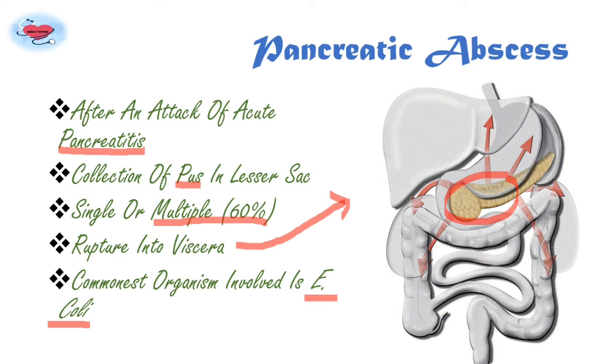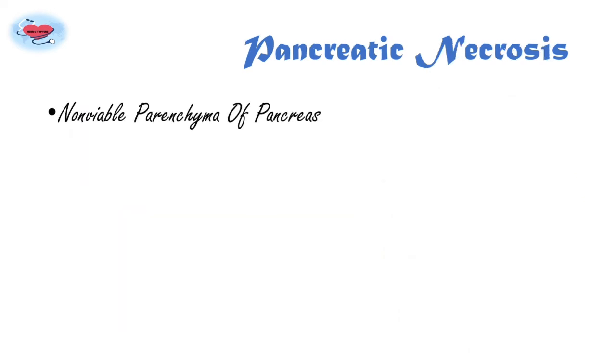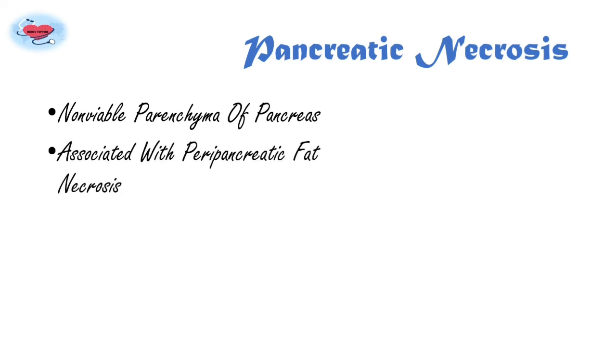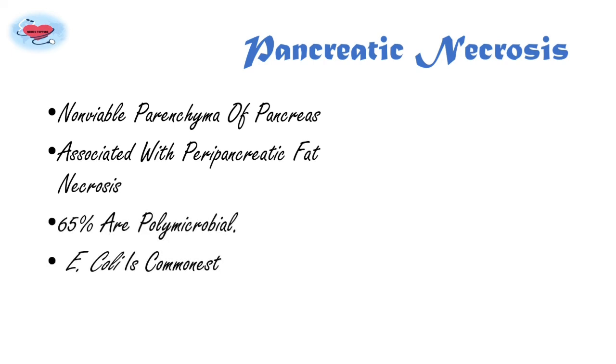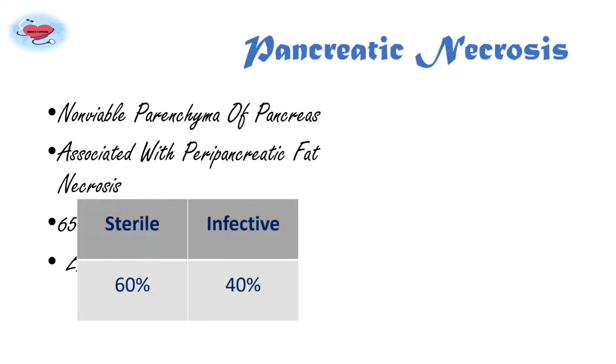Next comes pancreatic necrosis. This is a diffuse or focal area of non-viable pancreas, non-viable parenchyma of the pancreas. Why does it occur? It occurs because of severe pancreatitis, or usually it can be associated with peripancreatic fat necrosis also. Here there are a few types like sterile necrosis and infected necrosis. Sterile necrosis is more common. Nearly 60% of total pancreatic necrosis occurs because of sterile, and here mortality is less. But if it gets infected, mortality is more.